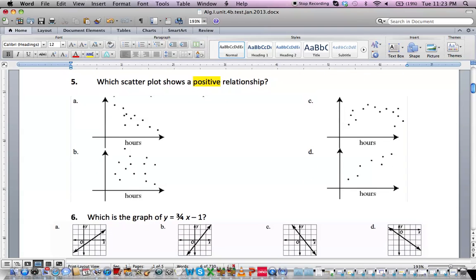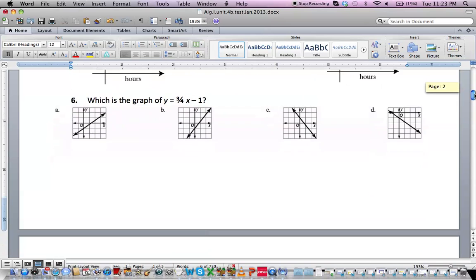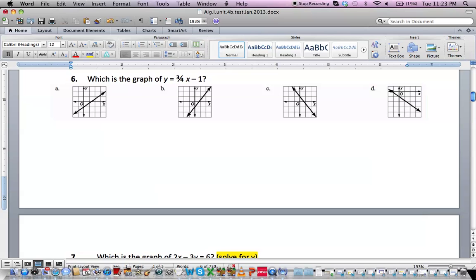Number 5. Which scatter plot shows a positive relationship? Here's A, here's B, C, D. And we're looking for a positive relationship, okay? Number 6. Which is the graph of y equals 3/4 x minus 1? All right, think about what this value means and what this value right here means, and then see which one of those is the graph, okay?